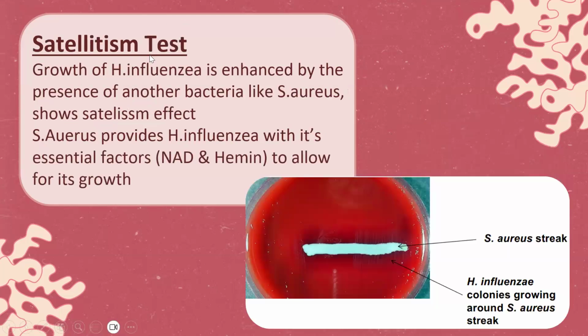Okay, now the satellism test is a way to diagnose H. influenza. It was repeated in neuro, it came in POD, it came here again. So satellism test is like, we should know it by heart. It's a streak of S. aureus. S. aureus will provide H. influenza with the factors that it needs, which is the hemin factor and the NAD. It allows the H. influenza to grow, satellism phenomena.